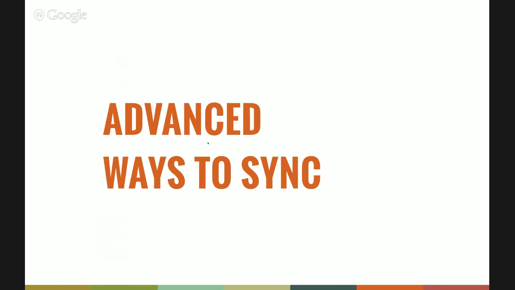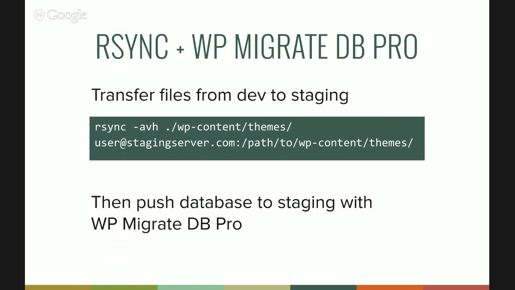Okay, next I just want to touch on some more advanced ways to sync. These will require that you be familiar with the terminal. The first is the rsync and WP Migrate DB Pro combo. Rsync is a Unix utility that syncs. You type in this command, and this command is going to sync your theme's directory on your local site with the staging server. And then once you've synced the files, you can then sync the database with WP Migrate DB.